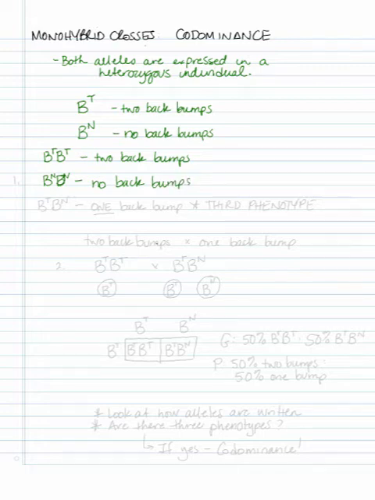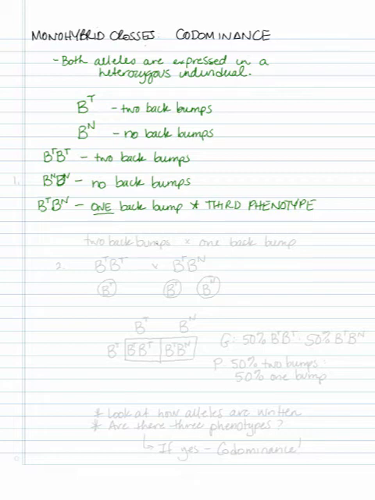And the only other option is, what if we have something that's heterozygous? We have a BT, BN situation. Well, we don't get one with two, and we don't have one with none. Since both are expressed, we get the expression of having one back bump. And this is the third phenotype. And since this is one trait that we're going to look at, it's still a monohybrid cross.